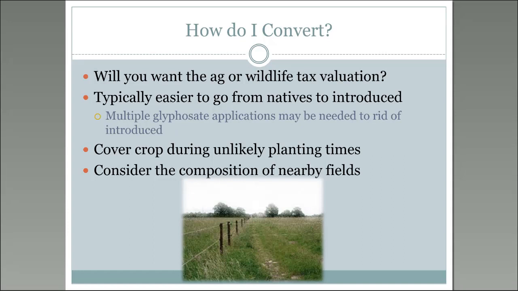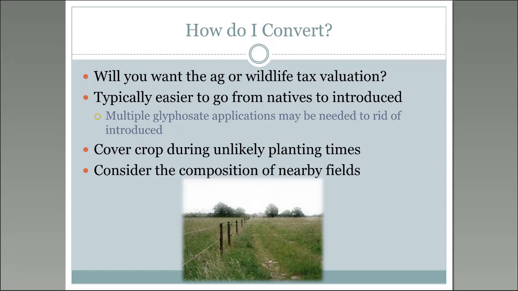Also, it's typically easier if you go from natives to introduced. So if you have a native field, you could change that into an introduced field. When you try to go back the other way, it's kind of like trying to take a problem plant out of your landscape and replace it with native plants who have a hard time competing during tough years. So multiple glyphosate applications may be needed to actually get rid of those introduced plants. But it can be done. So it is something worthwhile if you're interested in doing that in order to meet your land goals.